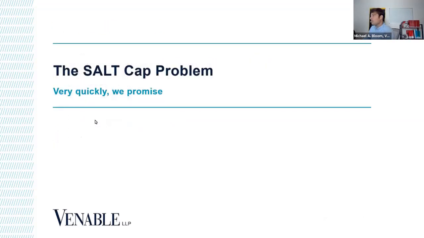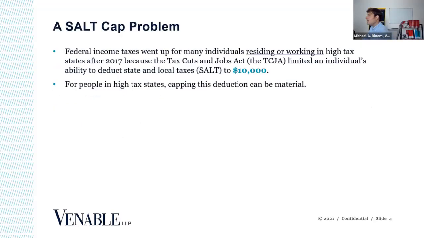The SALT cap problem, just very quickly, most of the folks know this already, which is why they're dialed in. But the Tax Cuts and Jobs Act 2017 limited an individual's ability to deduct state and local taxes to $10,000. Well, for people in high tax states, capping this deduction can be and was material. It caused a significant increase in their federal income taxes.